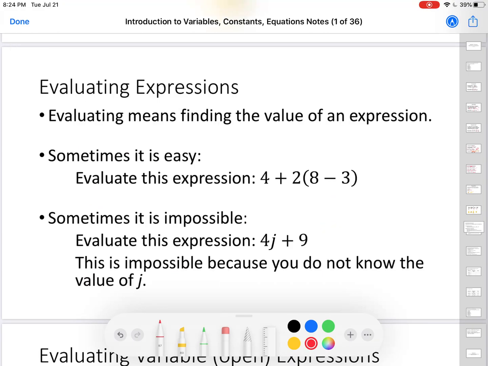Now, one of the key skills of working with these variables and equations and expressions is evaluating the expressions. And evaluating means find the value of the expression. Sometimes it's easy. So evaluate this expression. 4 plus 2 parentheses 8 minus 3. Take your time. Figure it out.